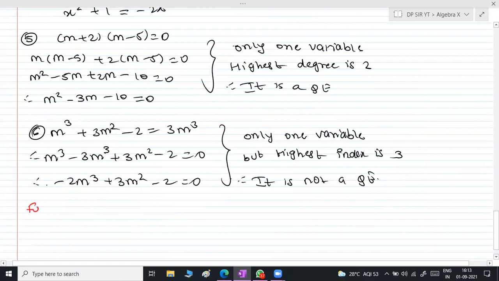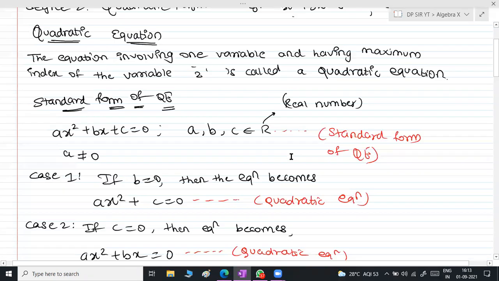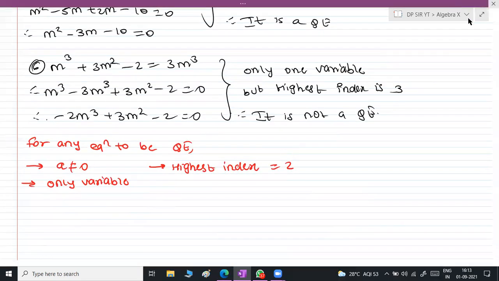for an equation to be quadratic, this color is so dangerous. For any equation to be a quadratic equation, there are only two conditions to be satisfied: that a should not be equal to 0. Secondly, only one variable is needed and the highest index should be 2. So these are the three main conditions which you should check for an equation to be a quadratic one.